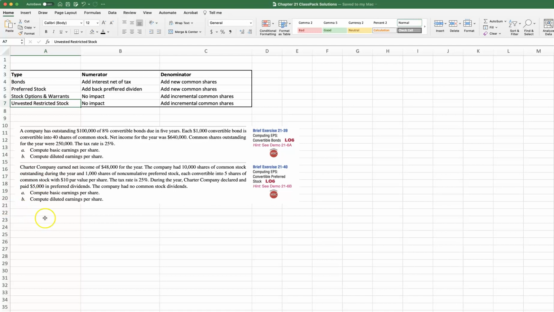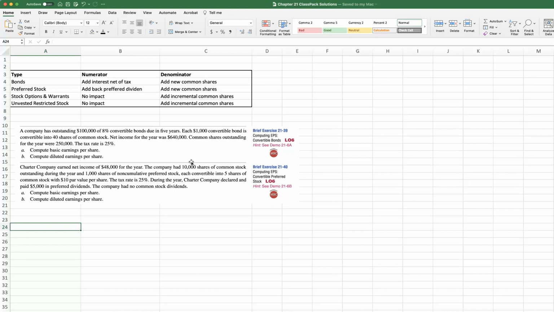So these exercises are from your class pack. Let's start with the first one, BE 2139. This is about bonds. So if a company has $100,000 of 8% convertible bonds due in 5 years, each $1,000 convertible bond is convertible into 40 shares of common stock. So let's figure out first how many shares of common stock we would have to issue.